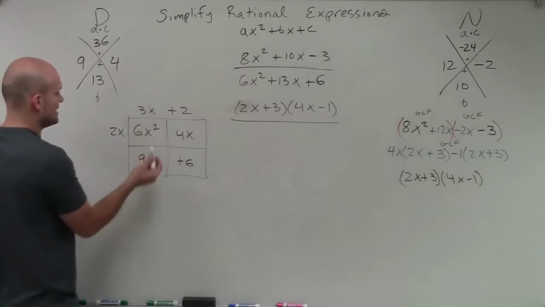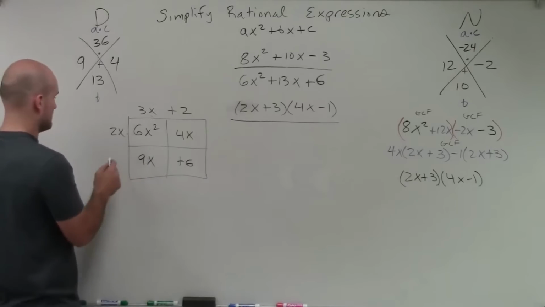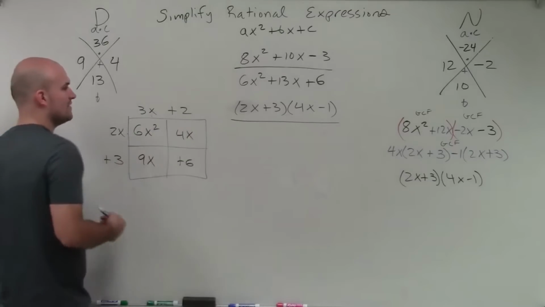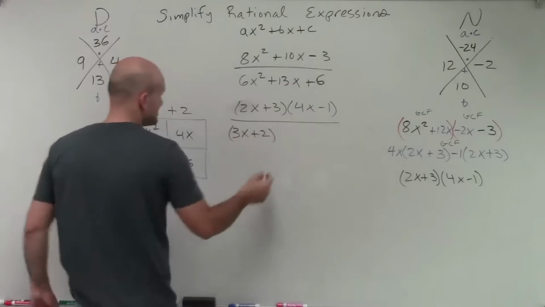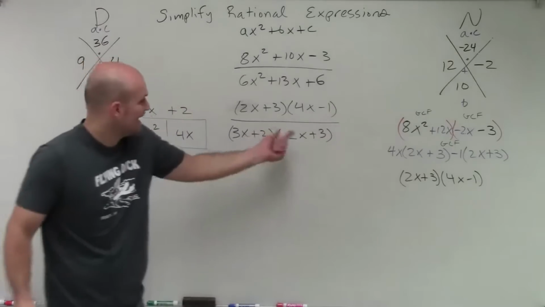And then over here, 3x times what gives us 9x? So that's going to be plus 3. So therefore, now those are my two factors. So I can rewrite them as 3x plus 2 times 2x plus 3.